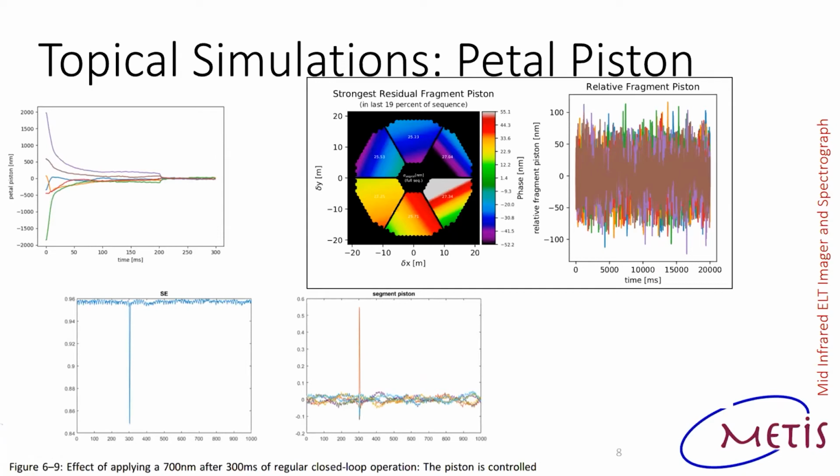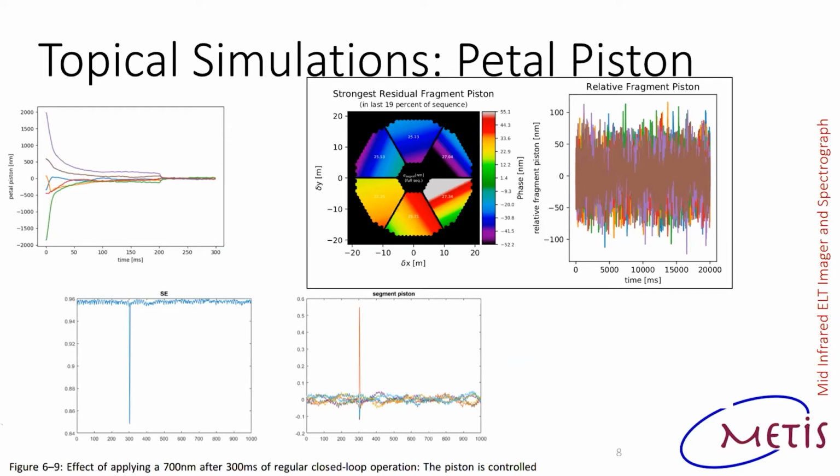So we have already heard a lot about pedal piston, and actually we are quite happy with our approach. This custom reconstructor with the MMSE regularized zonal approach is capable of coping quite nicely. On the top right, this colorful graphic is one of the AO standard analysis tool outputs, which gives you a map of the worst pedal piston that occurs in closed loop and the RMS pedal piston for each of the fragments, or petals, as we call them. And then you also have a plot over time.